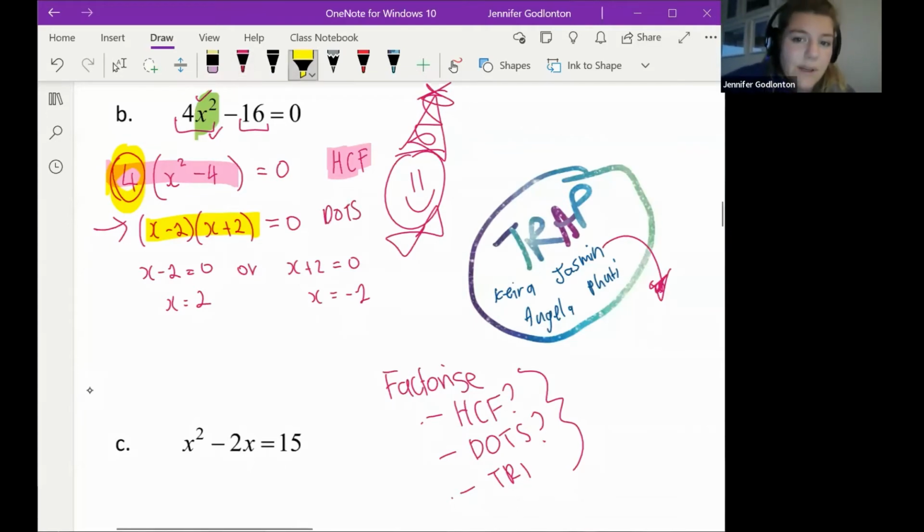Difference of two squares. And then once we've done difference of two squares, we can just say that this bracket equals 0 or this bracket equals 0. And that gave us our two answers. All right. Okay. Yes. Cool. Great. Okay.